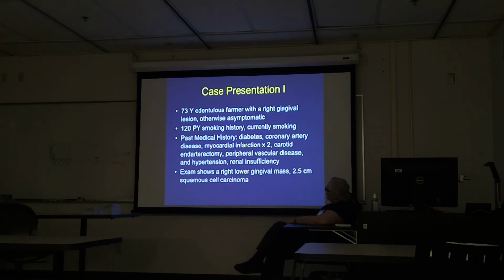He's a 120 pack a year smoker, currently smoking. Past medical history has diabetes, coronary artery disease, myocardial infarction type 2, carotid endarterectomy, peripheral vascular disease, and hypertension and renal insufficiency. Oh my goodness. Okay, so exam shows a right lower gingival mass, 2.5 centimeters, and it is a squamous cell carcinoma.